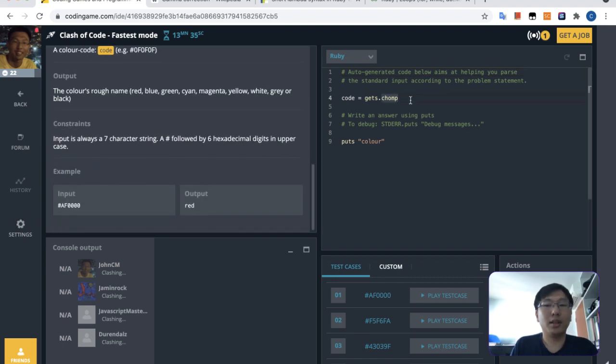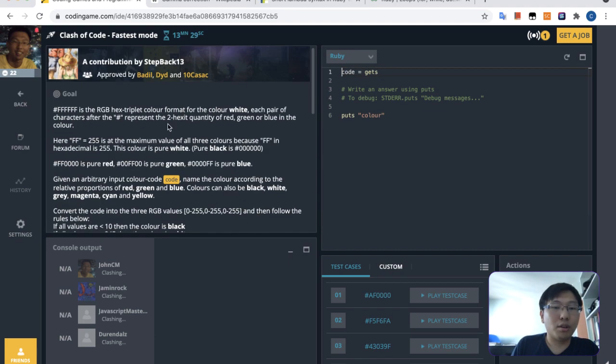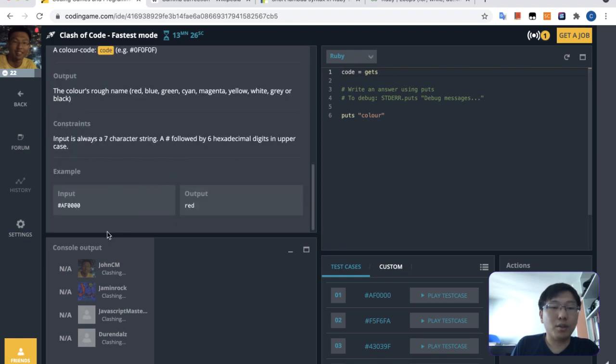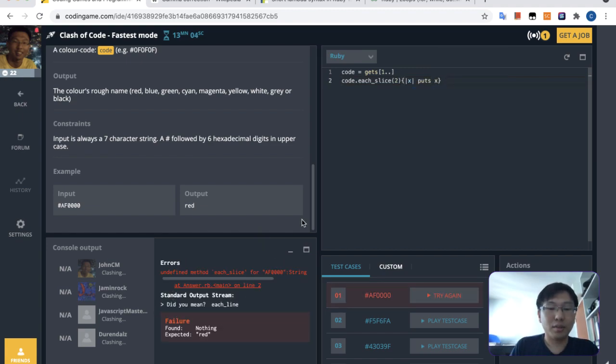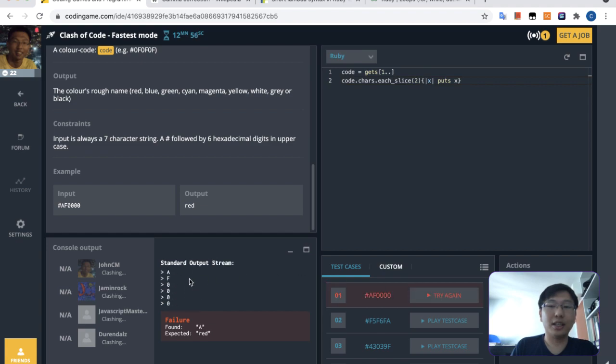So we take the code, get s. Chop is not very necessary, but we first need to convert this. We take only the first one, and take away the hex. Code dot each slice 2. Actually, I want to split into chunks of 2. Maybe it's not called each slice. Maybe I need to split into characters first, then each slice 2.